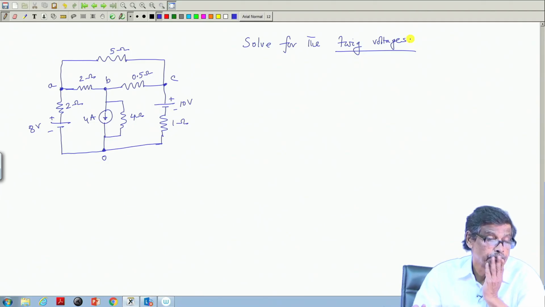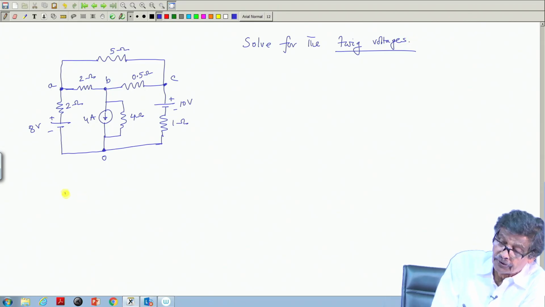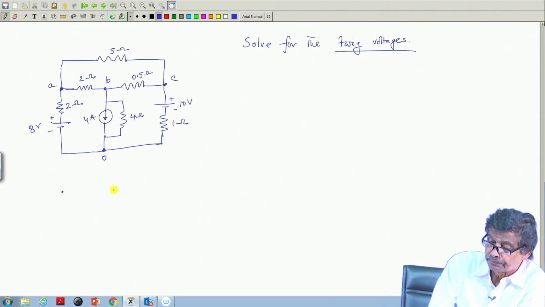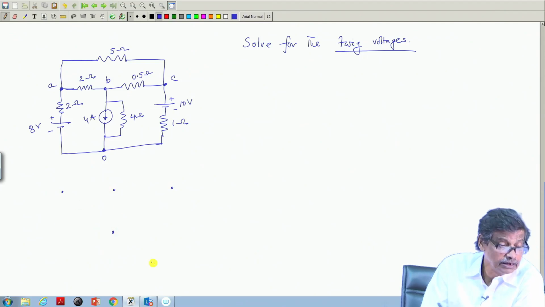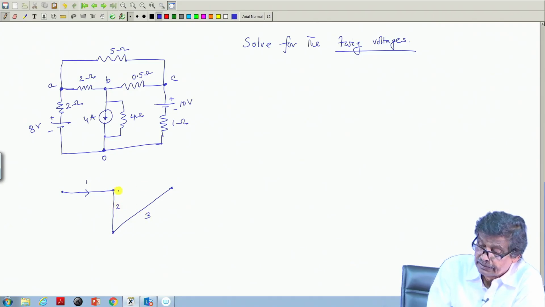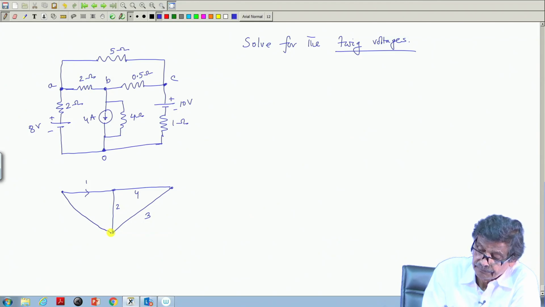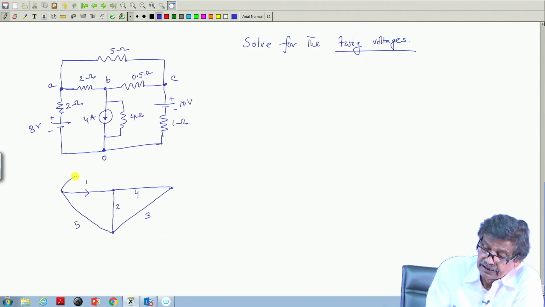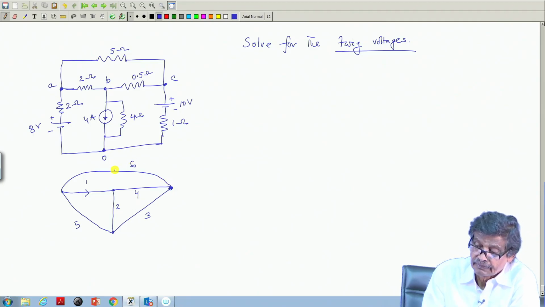In this network, the first step is to draw the graph of the network, and you have to do this very peacefully. Suppose I name the elements 1, 2, 3, this is element 4, this is element 5, and this is element 6. So the element names are also different from before. Arbitrarily, once again, the graph has been drawn. I name the elements arbitrarily, do not worry: 1, 2, 3, 4, 5, 6.